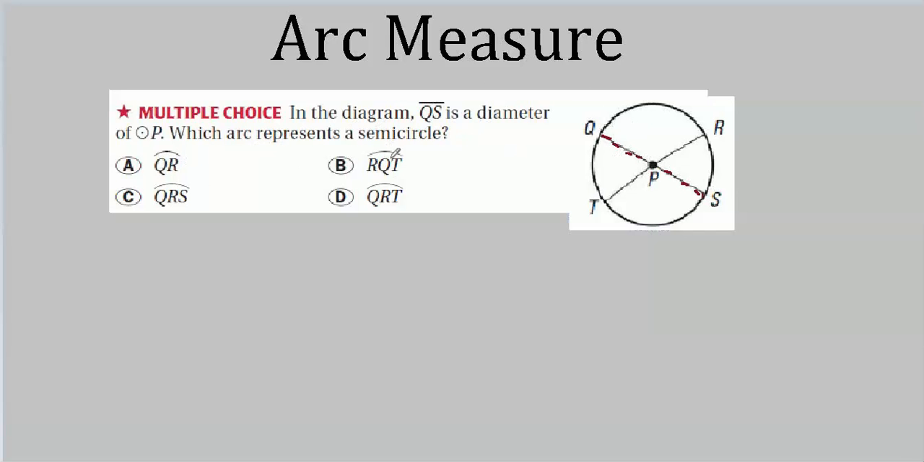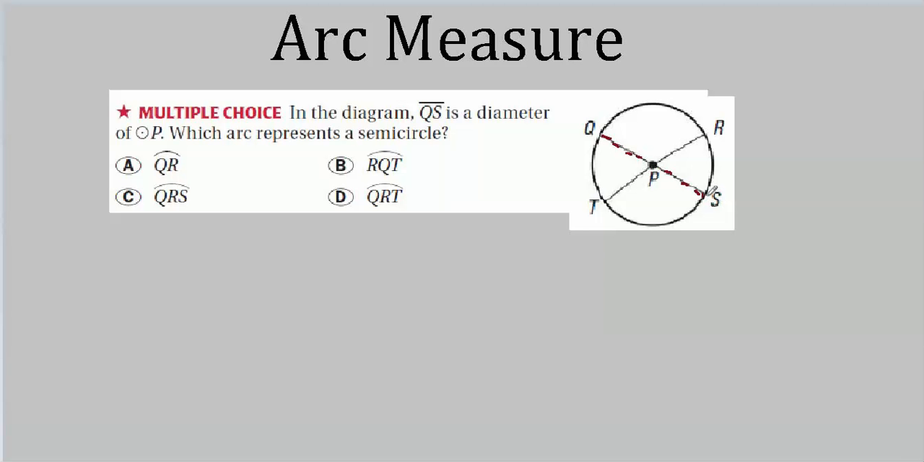What about RQT? RQT kind of looks like half a circle, but they didn't tell us that RT is a diameter, and this may not be an actual straight line. So we don't have any way of knowing for sure that RQT is a semicircle. Kind of looks like it, but we don't have any way of knowing that it is. How about QRS? Well, let's see, that goes from one end of the diameter past R to the other end of the diameter. Certainly looks like a semicircle to me.